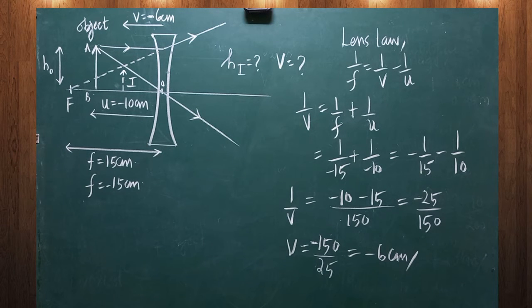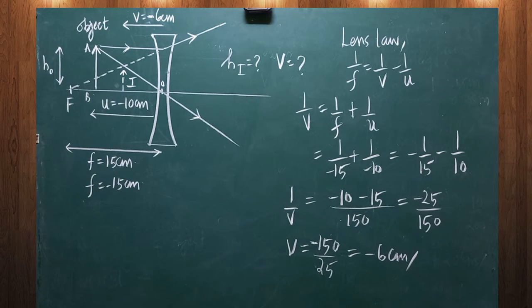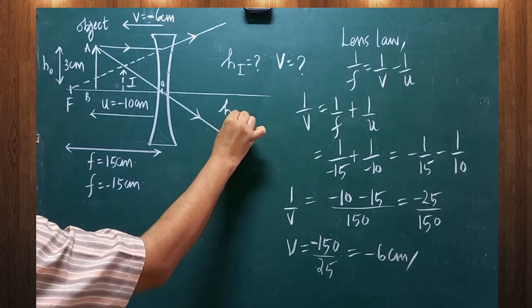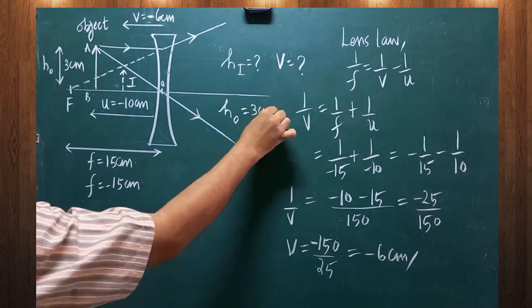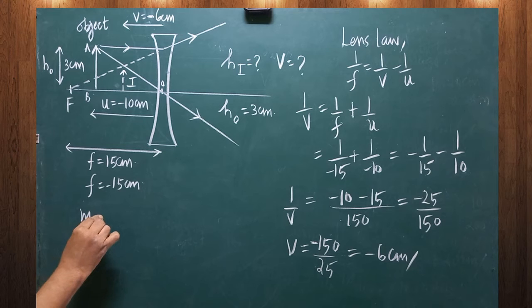What is required now? The height of the image is required. The height of the object is known. As per the problem, the height of the object is given. Okay, I'll read it out. The height of the object is 3 centimeter. Are you clear? ho is 3 centimeter. I'll write it here also. ho is equal to 3 centimeter. Now, while learning the theory, we have learned the term m. m is called magnification.